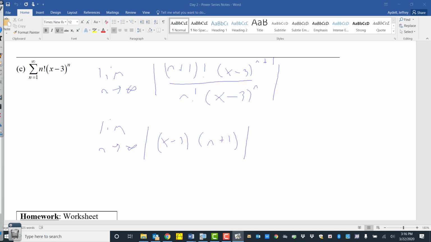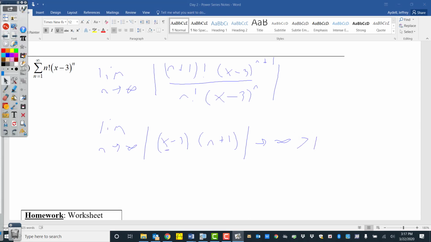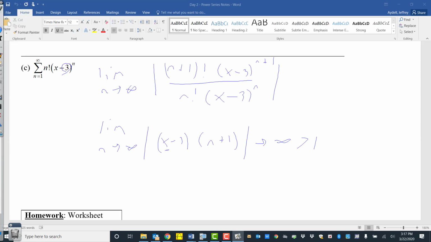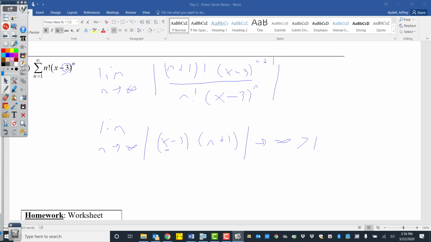This time when we look at this, as n approaches infinity, this goes to infinity, which is greater than 1. So since this is always greater than 1, that means there's no other x we can plug in there to make it converge. Now, we do know that it definitely has to converge at 3. It will converge at 3 because that's what's called our center. That's where it's centered at. That means they have the same value at that point. But because we get infinity here, that means it will only converge at 3.